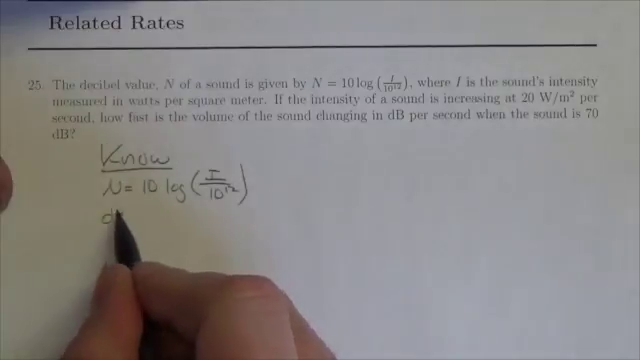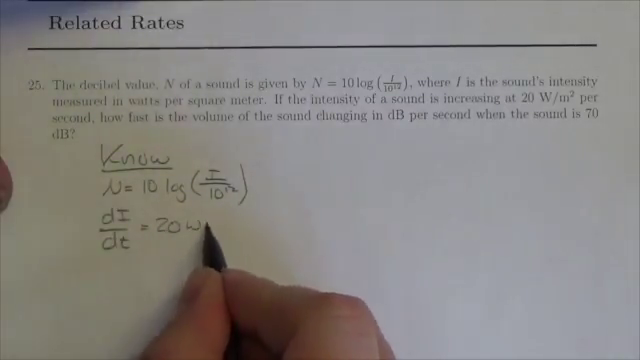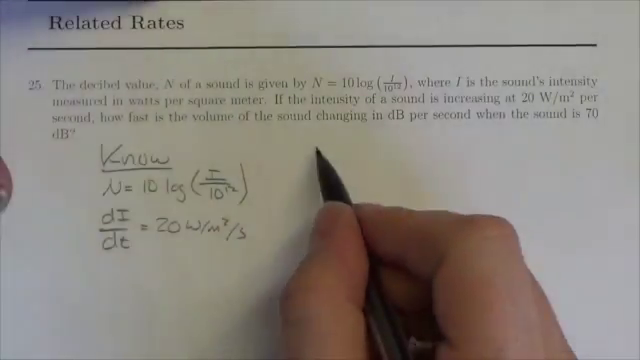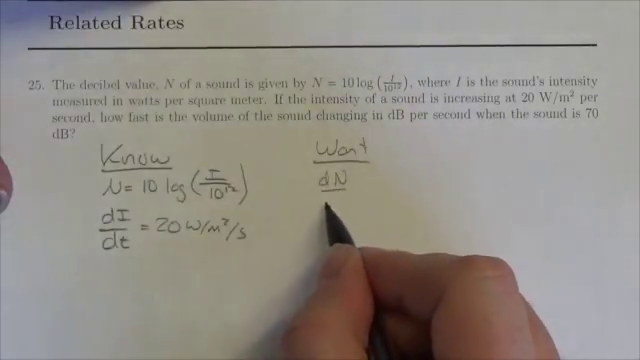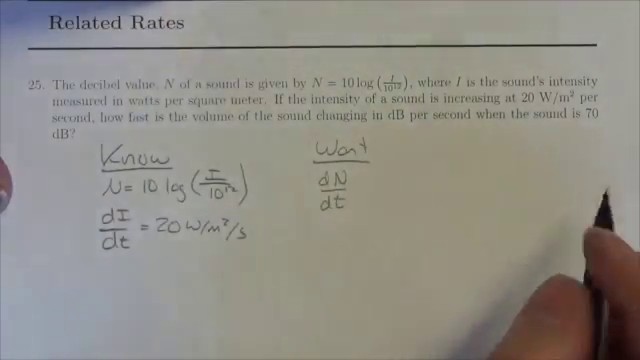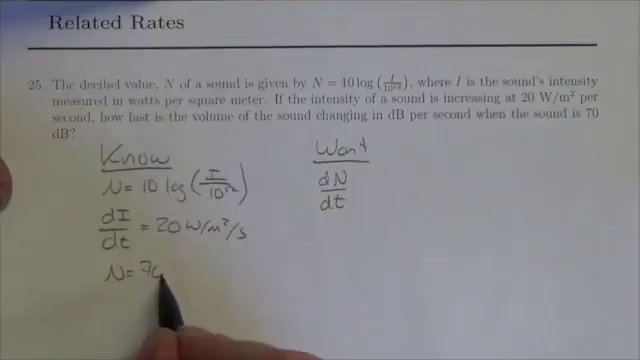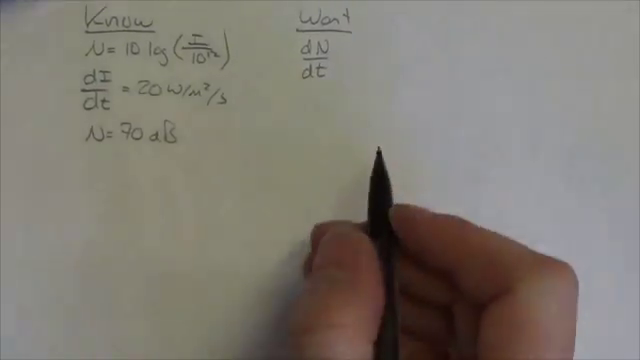We know that the intensity is increasing at 20 watts per meter squared per second. What I want is how fast the volume is changing in decibels per second, and we're given the one instant where the n value is going to be 70 decibels. Okay, so let's jump right in and start looking at it.